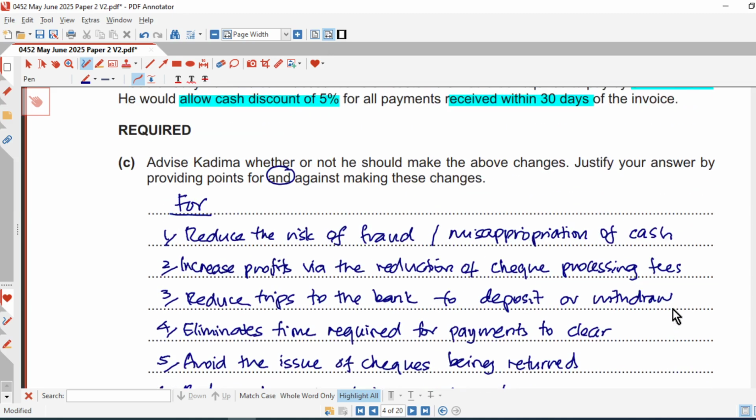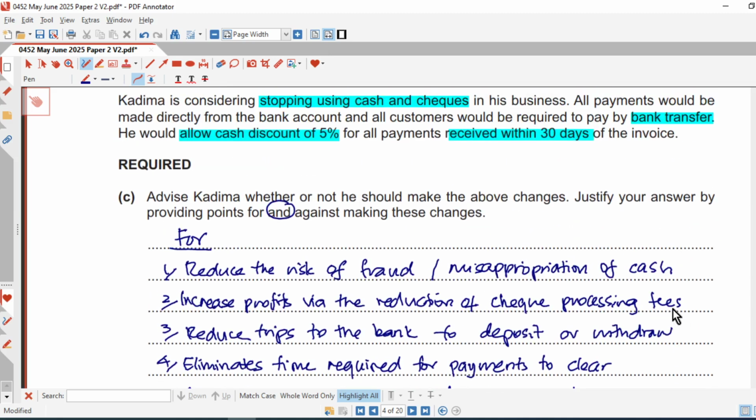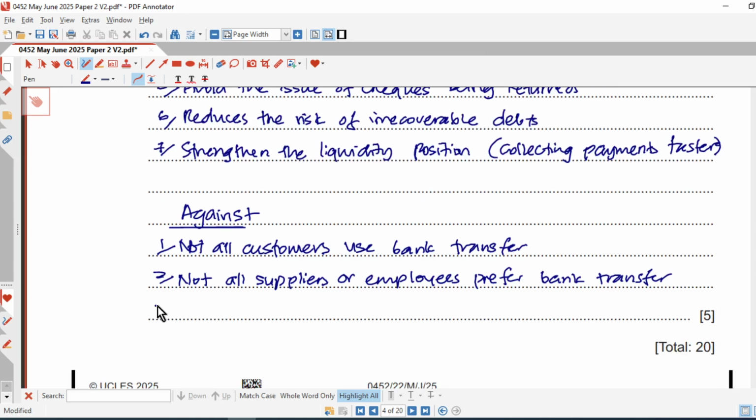What else can you talk about? Let's look at the 5% cash discount. What can you say here? It's going to reduce our profits. Yes, profit reduces due to the 5% cash discount given. So once you start giving out discounts, your profit is going to fall.